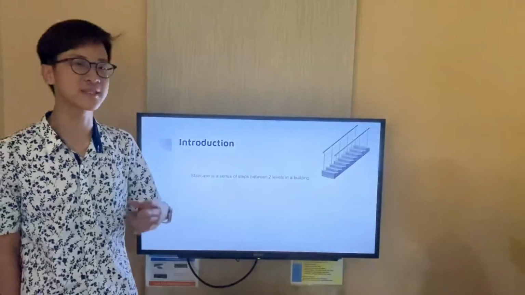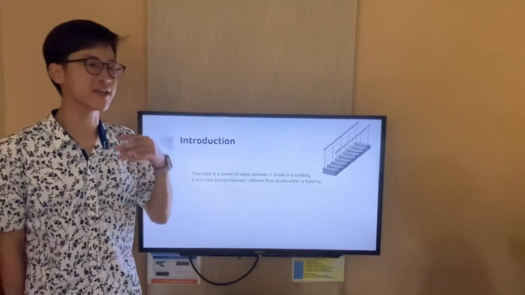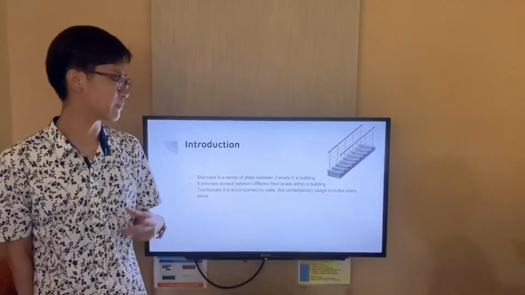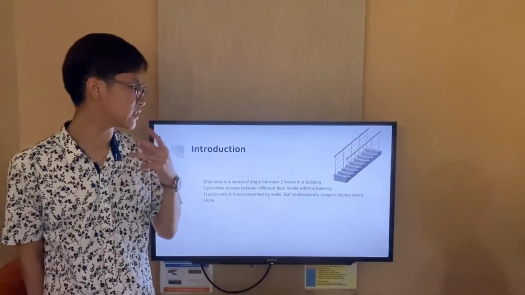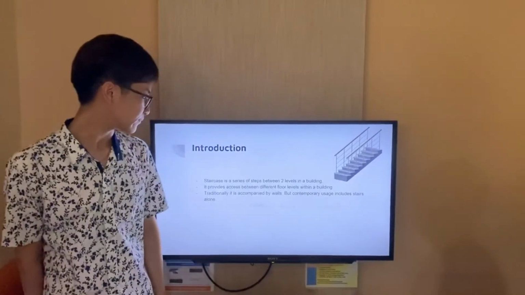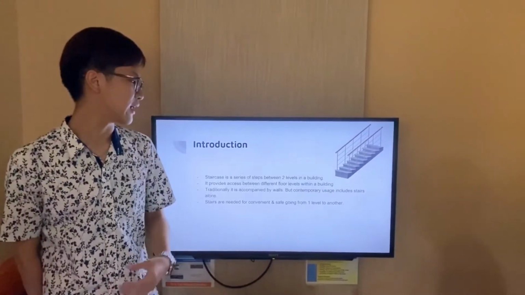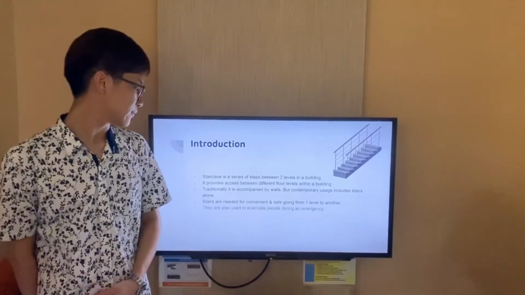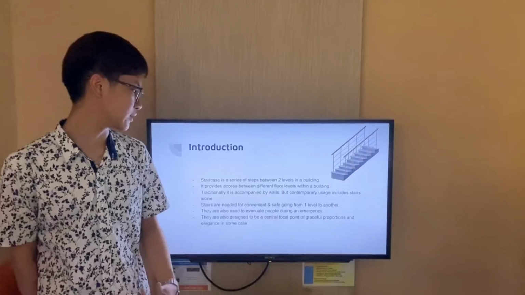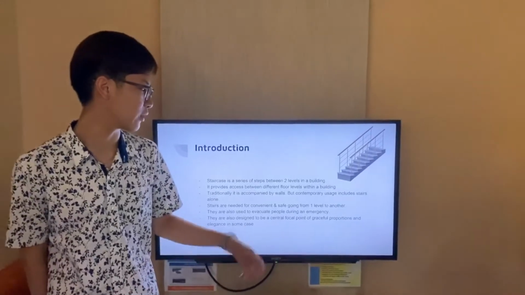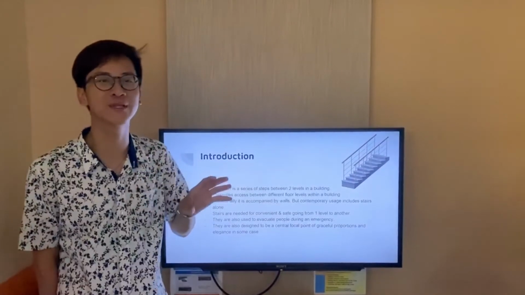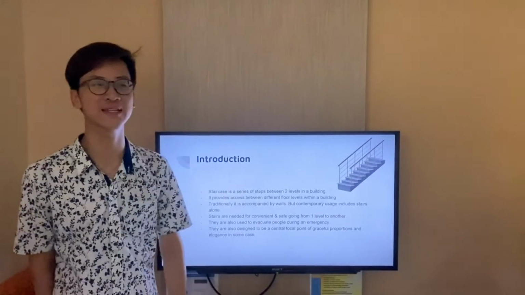Stairs are a series of steps between two levels, and they provide access between two different floor levels within a building. Traditionally, they are accompanied by walls, but contemporary usage includes stairs alone, without a wall. Stairs are needed for convenient and safe movement from one level to another. They are also used to evacuate people during emergencies, and they are designed to be a central focal point, graceful and proportional, and elegant in some cases.